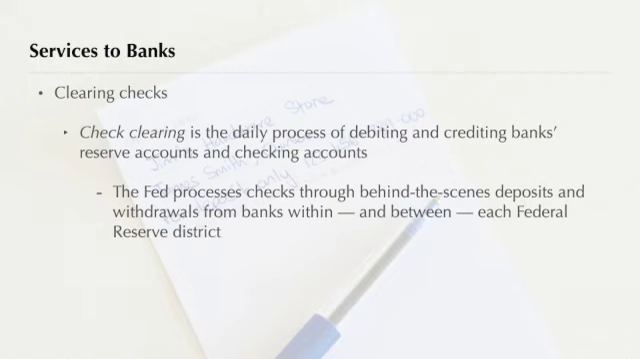How does check clearing work? Suppose that you decide to buy a pair of running shoes at Foot Locker. Although the shoes are yours as soon as you write the check, it takes a little longer and several more steps to transfer money from your bank account to the store's.